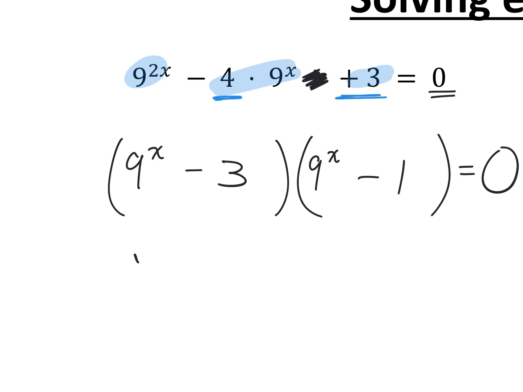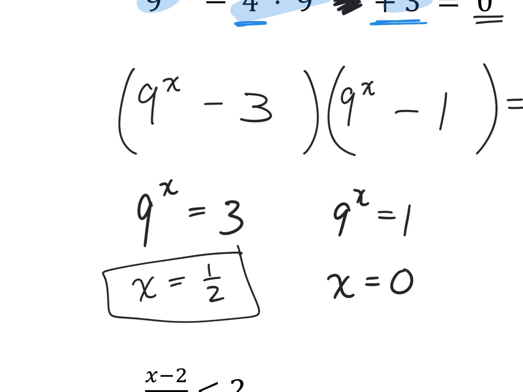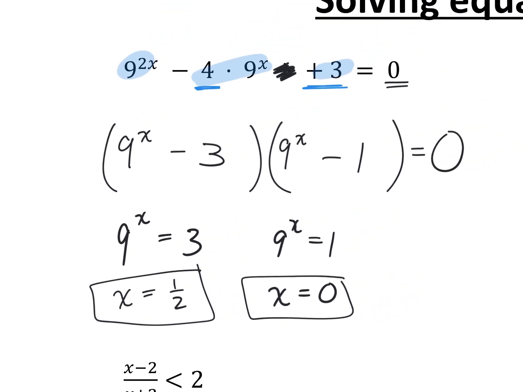So now I'm going to solve this. 9 to the x equals 3 and 9 to the x equals 1. Over on the right here, we know that x must equal 0. And then how do I go from 9 to 3, specifically with an exponent? Well, I'm looking for a square root. So x is going to equal 1/2. So we can solve equations a lot of different ways. This one, best done through factoring.